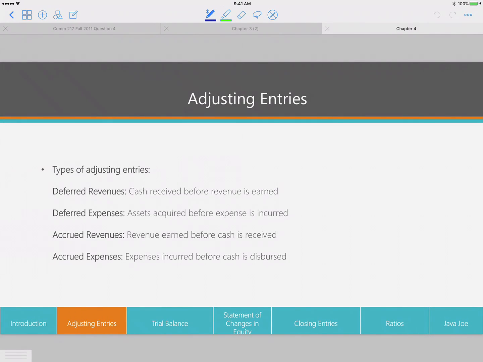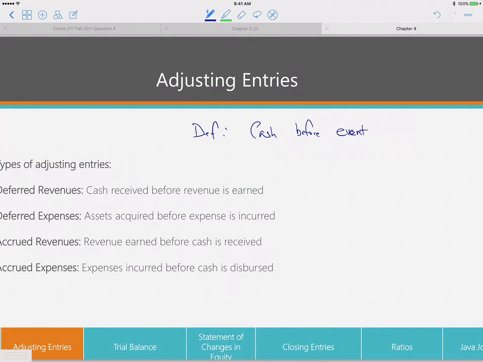So there are many types of adjusting entries, but these are the main ones: deferred revenues and deferred expenses. So these are deferrals. And we have accrued revenues and accrued expenses. So these are accruals. Under a deferral, cash happens before the event, either the revenue is earned or the expense is incurred. Under an accrual, the event happens before cash.